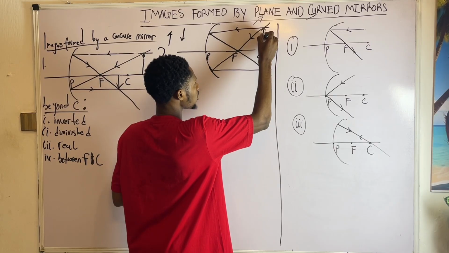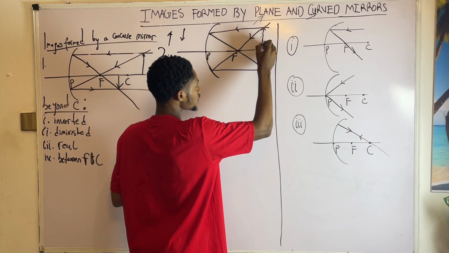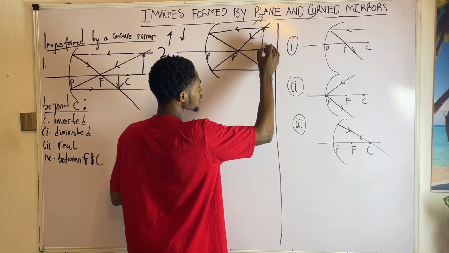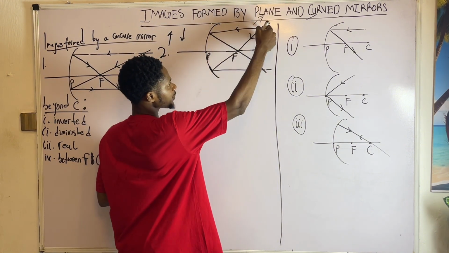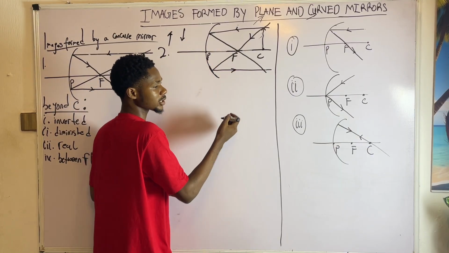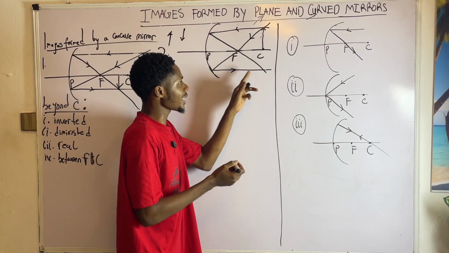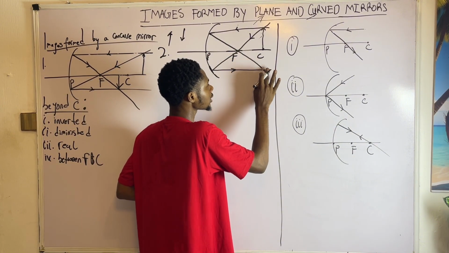I'm trying to make sure, since it is not to scale, you are most likely to get it wrong if you are not used to it. The reason I'm adjusting is because I know where it's supposed to lie. So as it passes through the principal focus, it reflects back parallel to the principal axis. Now, where do the light rays intersect? Here, right? This is where they intersect.